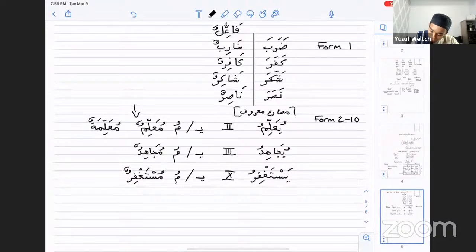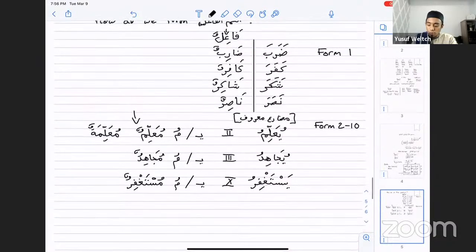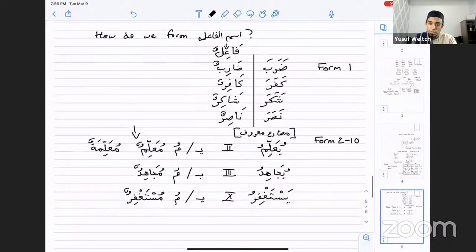Ma'ruf means? Known. You're right, it's known, but what is known? The doer. The doer is known, right? So we're saying he is teaching, so there's no ambiguity with regards to who's the doer involved. The doer is mentioned. What is the opposite of ma'ruf? Majhul. Majhul, good.